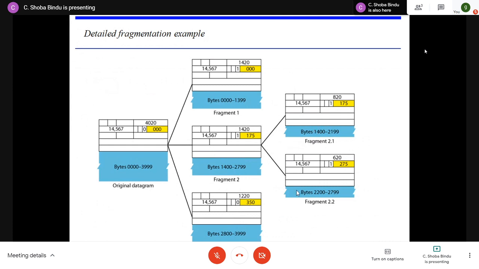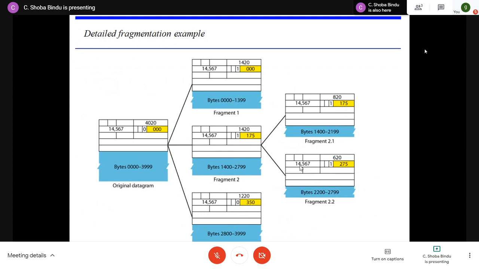So this is further fragmented. This is 1400 to 800. When you add 800 to this, it will be 2200. So the last byte will be 2199. That is carried in this fragment here. So this fragment is further fragmented. Now this more bit is set to 1 here because it has some more fragments to follow. And here the starting address is 1400 byte. So 1400 divided by 8 is 175.